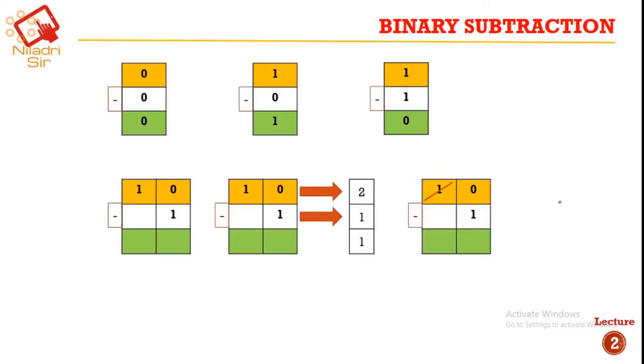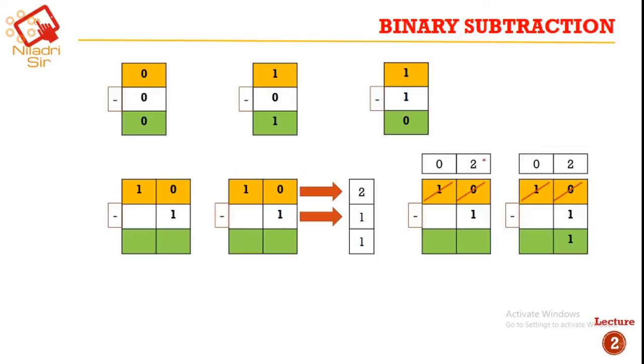We will first cross the 1. If we cross 1, this will be 0. And after that we will cross it, and this will be 2. This was 1, and 1 plus 1, that is why it is 2. So 2 minus 1 is 1.